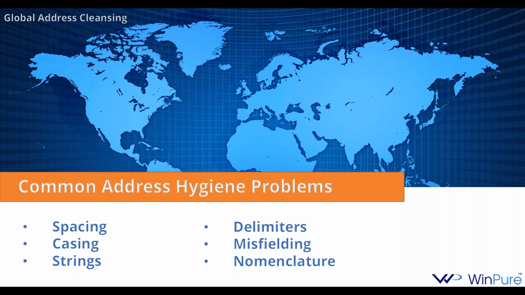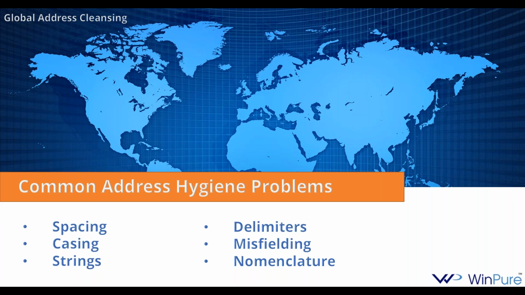So the first on the list here is spacing, and this is pretty straightforward: leading spaces, trailing spaces, or multiple spaces. The next here is casing. This is when the text doesn't have a consistent standard for uppercase, proper case, or lowercase.